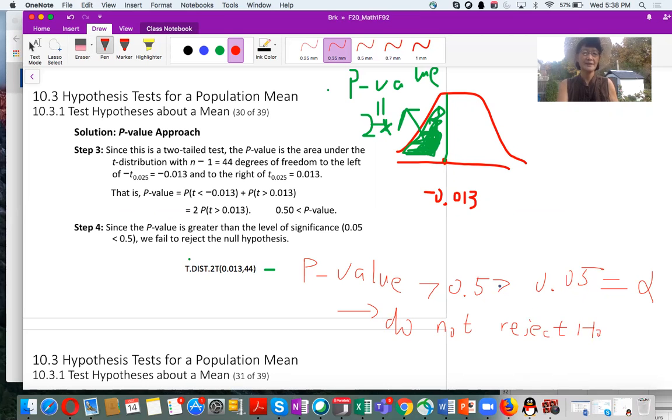Okay. So we spent a little bit of time figuring out the p-value. How do you look up into the table? You can just get the range.